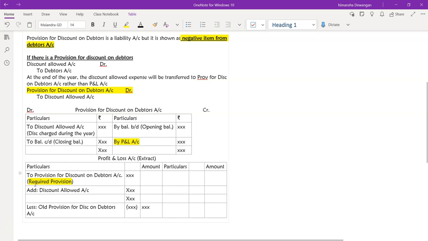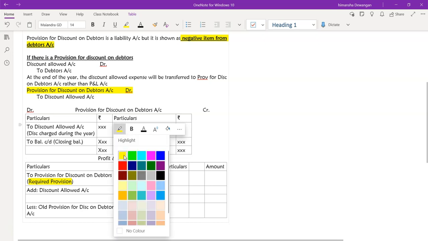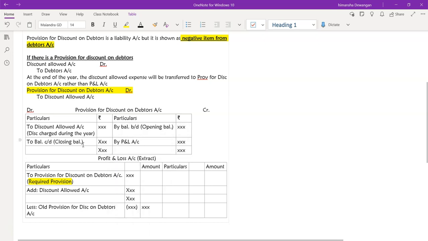All right, we will add the discount allowed. Sorry, I just highlighted the wrong part. This is our required. So balance carried down, this is our required provision.